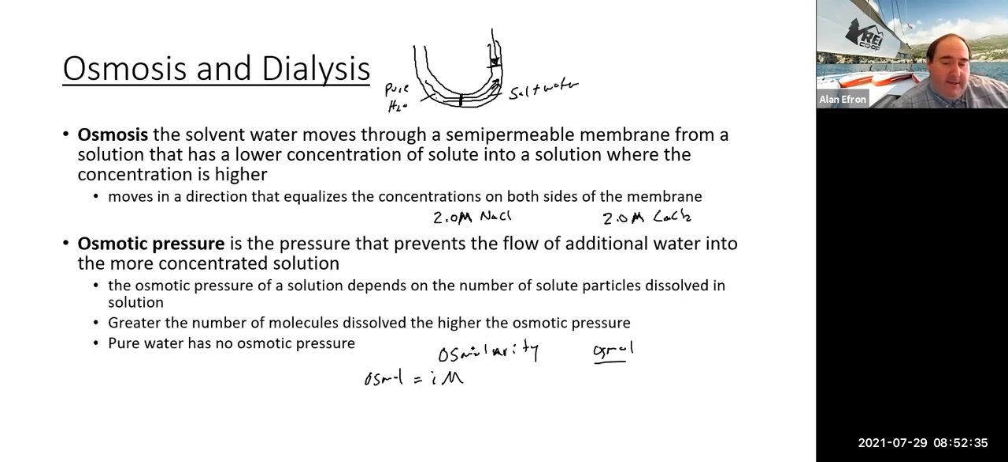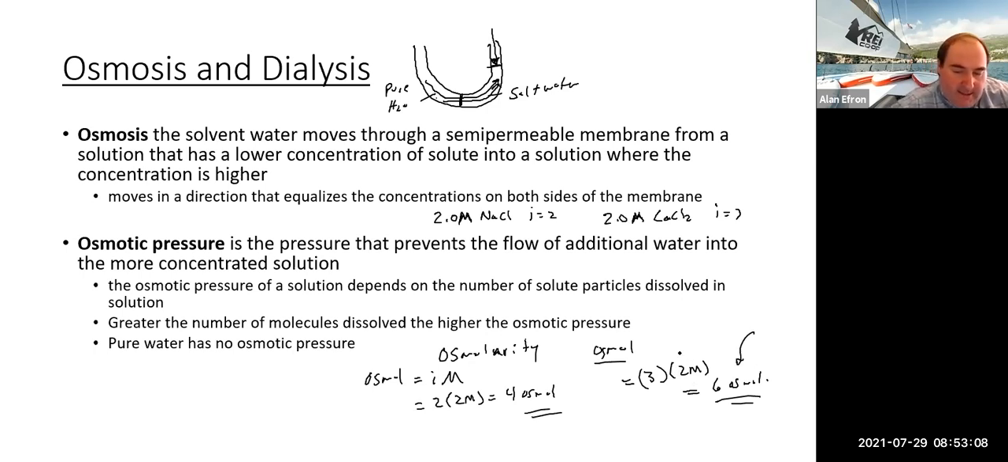But if we do our calculation, we already figured out in the last one, i is 2 here, i is 3. So if we put it in, for sodium chloride it would be 2 times 2 molar, which gives us 4 osmolarity. And for our calcium chloride, it would be 3 times our 2 molar, which gives us 6 osmolarity. And here we can see greater osmotic pressure being exerted by our calcium chloride than our sodium chloride. Again, back to the idea that pretty much everything is based on how many particles are present in a particular solution. Water has no osmotic pressure because it has nothing dissolved in it if it's pure water.